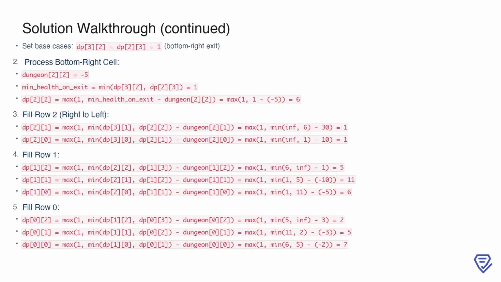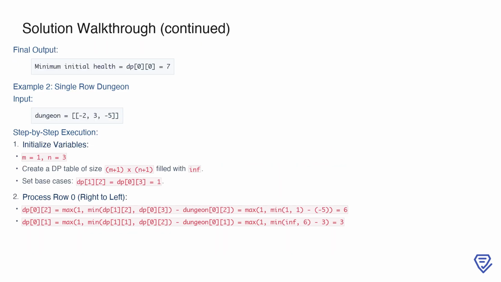Row 0, the topmost row, is processed similarly. For the rightmost cell, with a value of 3, the knight needs 2 health. For the middle cell, with a value of -3, the required health is 5, and for the leftmost cell, with a value of -2, the required health is 7.